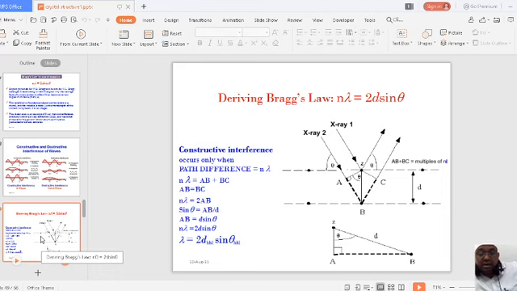We can say Bragg's law, Bragg's equation, or Bragg's condition. What this Bragg's condition says is that 2d sin theta is equal to n lambda. So how did we get this 2d sin theta equal to n lambda?